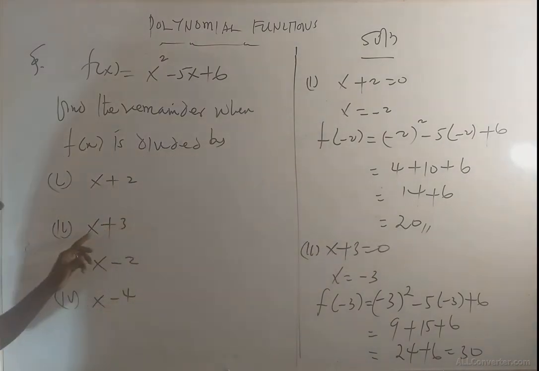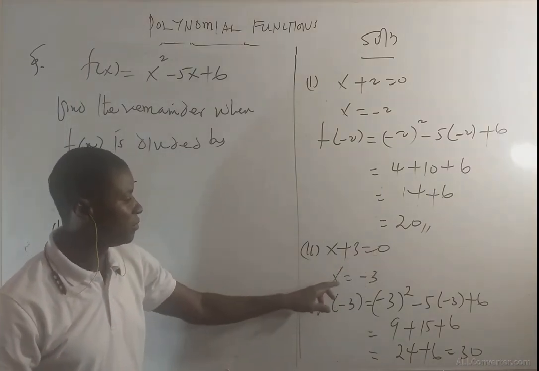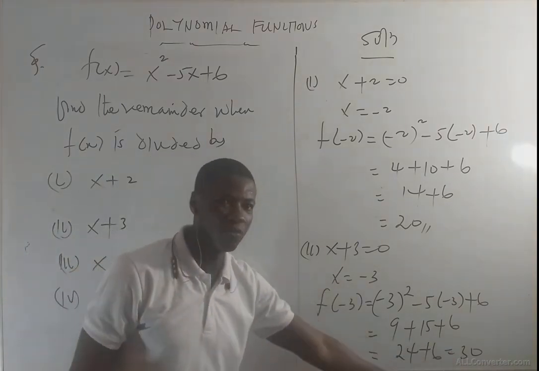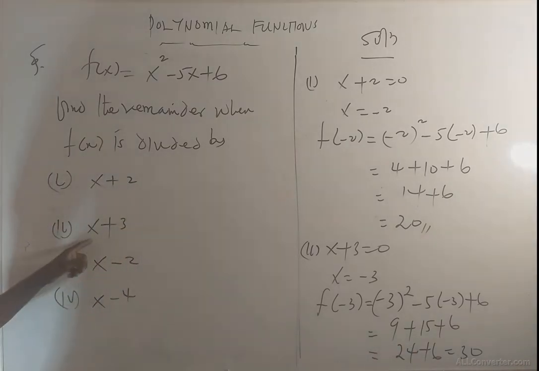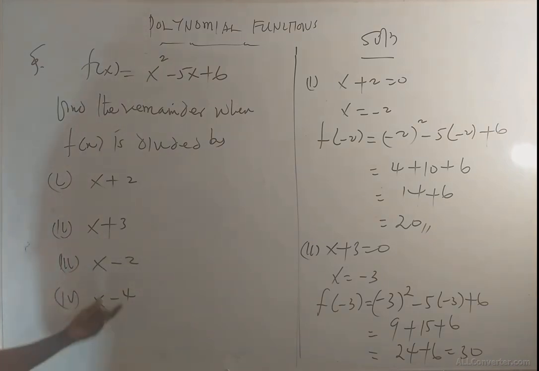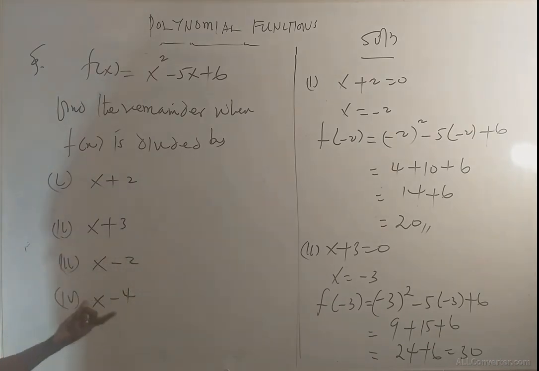Now, when we divided it by x plus 3, we equated x plus 3 to 0, we made x the subject, we have minus 3, and we did the substitution, and we are getting 30. Because the remainder is not giving us 0, but rather 30, a number, that means that x plus 3 is also not a factor of the polynomial. So, I advise that you try this, equate this to 0, make x the subject, take it back into the equation and see what you are getting. If you are getting a remainder of 0, that means that particular divisor is a factor. But if you are not getting a remainder of 0, then it means that it's not a factor.